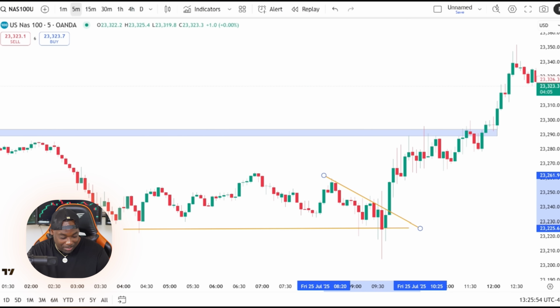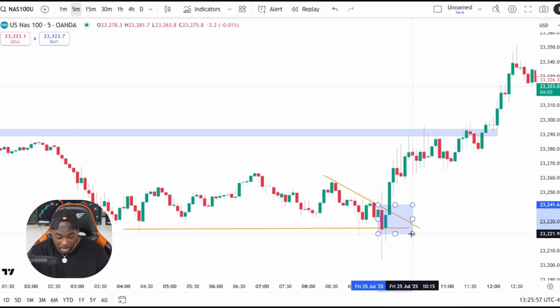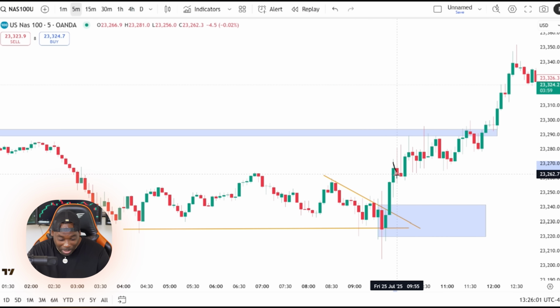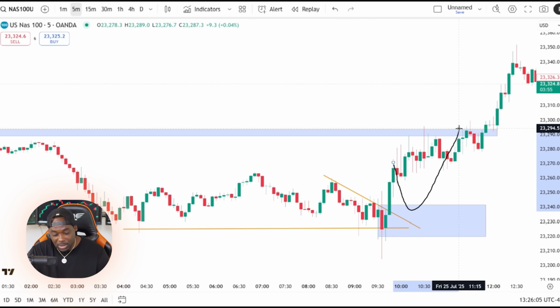So we had a nice demand level right here, guys. This is what I wanted. I wanted the market to pull back to here. I was waiting for this pullback, for this continuation. Never got it. I never got it. It is what it is.